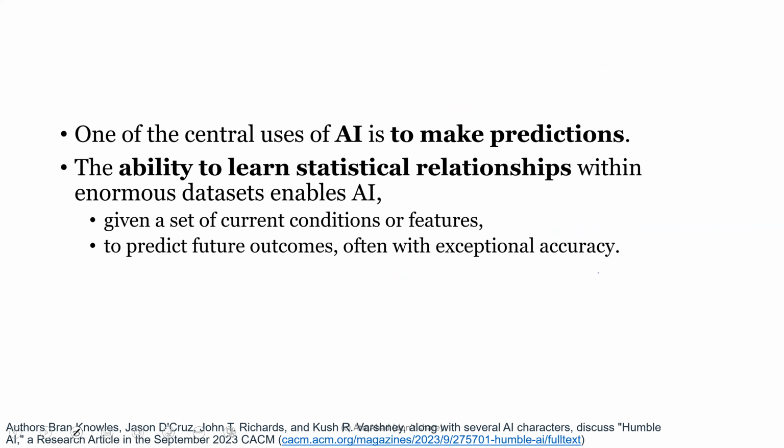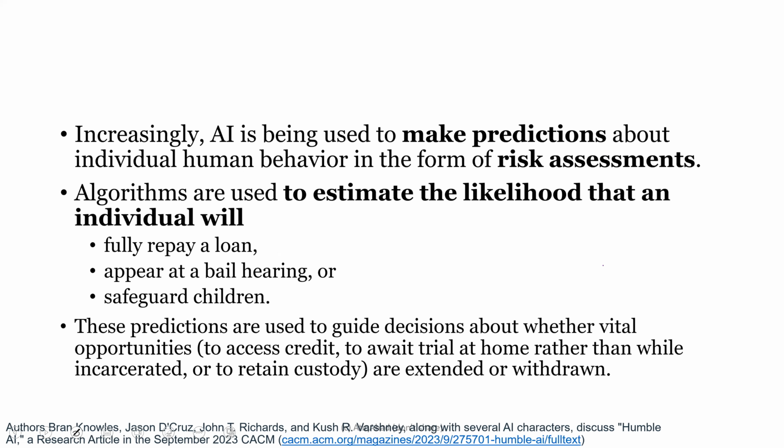So one of the central uses of AI is to make predictions, we know, right? AI makes predictions about the future, about something. The ability to learn statistical relationships between enormous data sets enables AI, given a set of current conditions or features, to predict future outcomes. Definitely, sometimes with wonderful accuracy, but not everywhere.